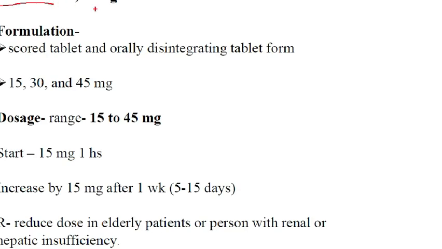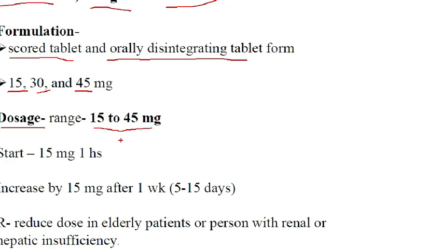Now coming to the formulation, doses and administration of the mirtazapine. Mirtazapine is available as a scored tablet and the orally disintegrated tablet form. The doses of the mirtazapine are 15 mg, 30 mg and 45 mg. But in certain countries, mirtazapine is used up to the 60 mg. Dosage ranges of the mirtazapine are the 15 to 45 mg.